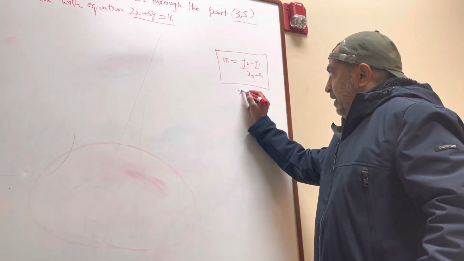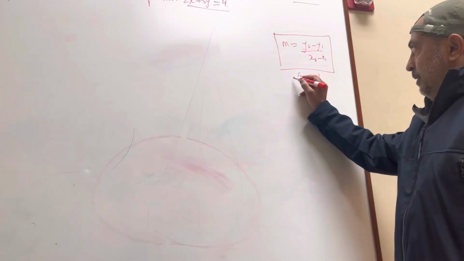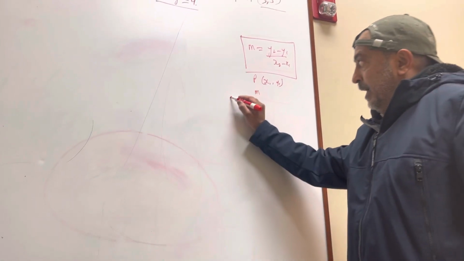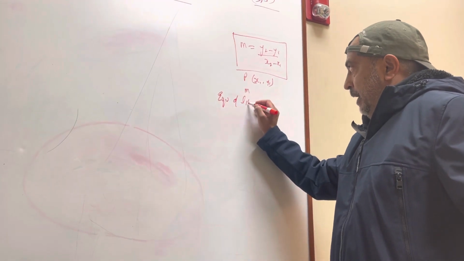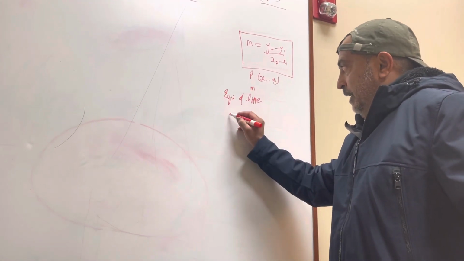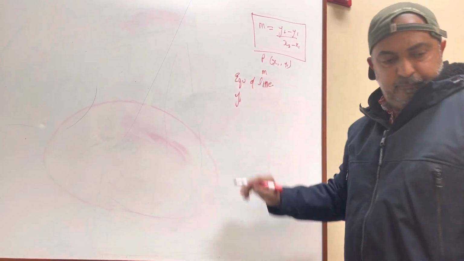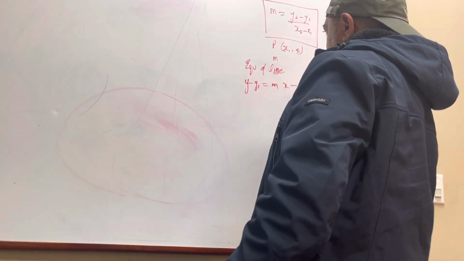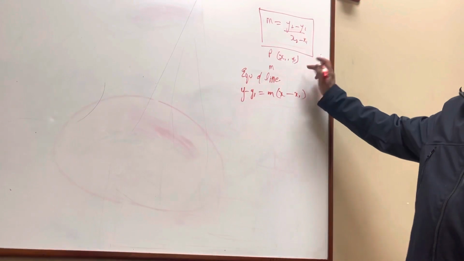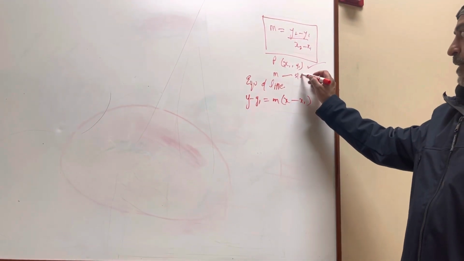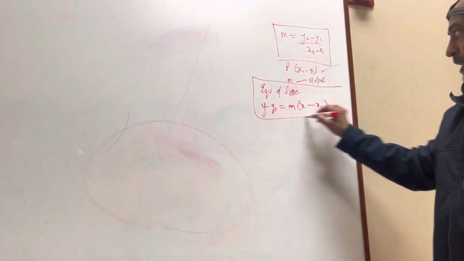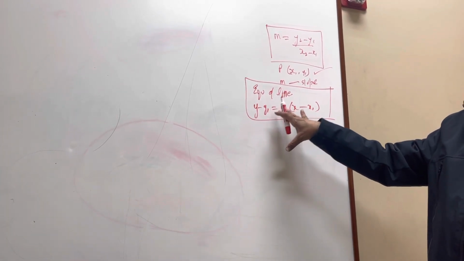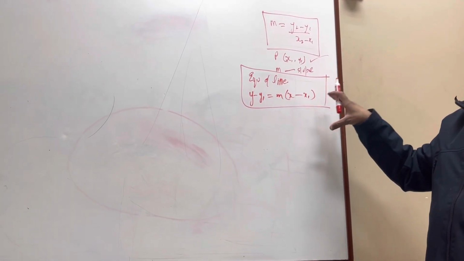If 1 point is given, let's say x1, y1, and also the slope is given to you, then we use the equation of a line, and the formula for the equation of a line is y minus y1 is equal to m times (x minus x1). So if 1 point and the slope are given, we will use this equation of a line here.